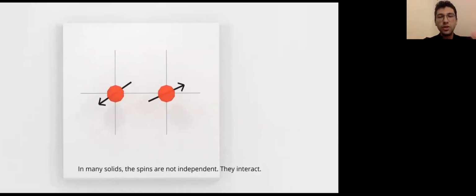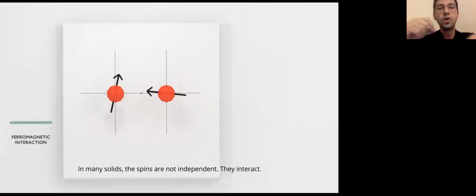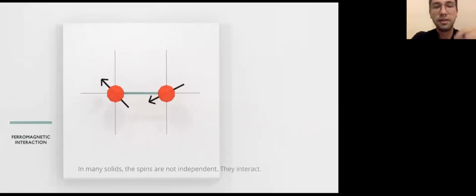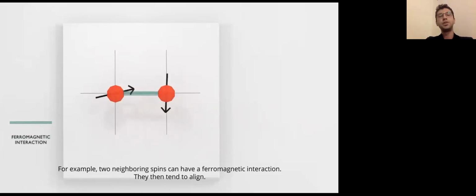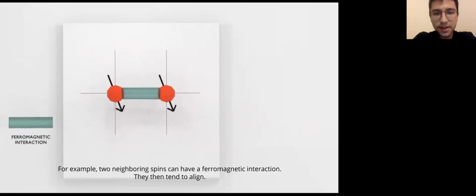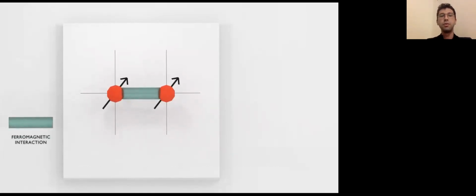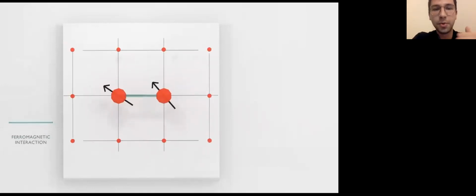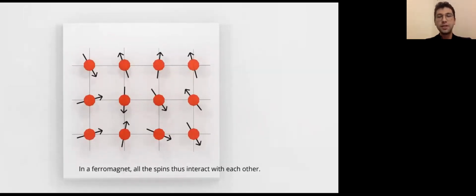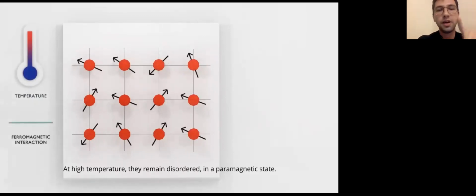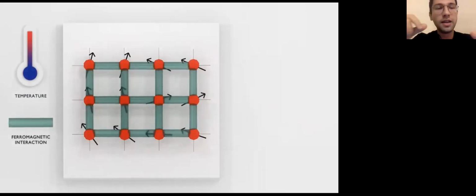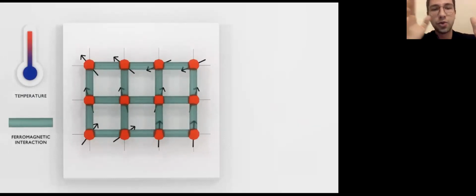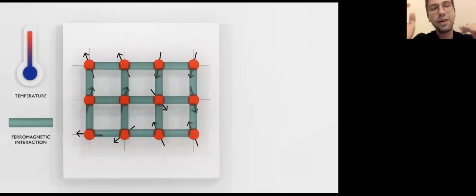So if we take 2 neighbor spins, we see that they also have a tendency to affect each other, which is called ferromagnetic interaction. And if we look deeper into that, we see that they tend to align. Okay. And if we want to describe how the operations go in the macrospin system, we see that in ferromagnets, all spins affect each other. And at high temperature, these are basically random fluctuations, random interactions.